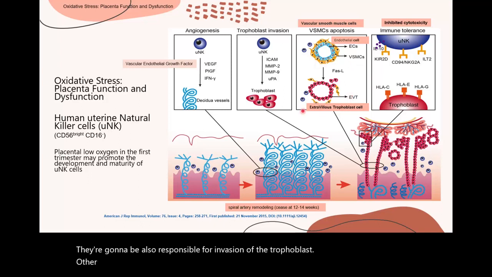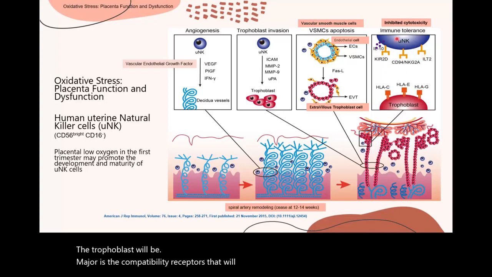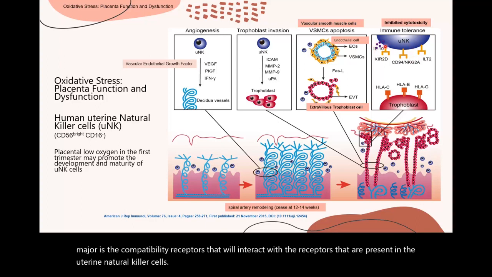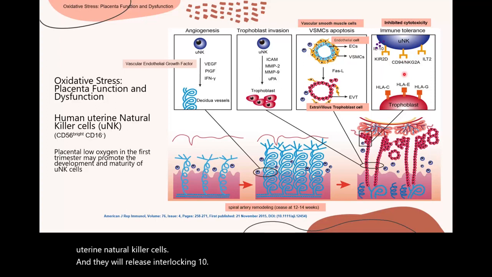Other functions of the extravillous trophoblast cells will be the apoptosis of the vascular smooth muscle cells, as you see here, and also the trophoblast will be expressing major histocompatibility receptors that will interact with the receptors that are present in the uterine natural killer cells, and they will release interleukin 10 to produce an inhibition of cytotoxicity and an increase in immune tolerance.